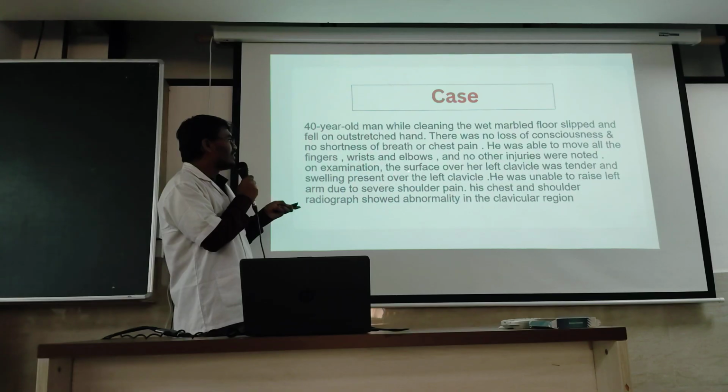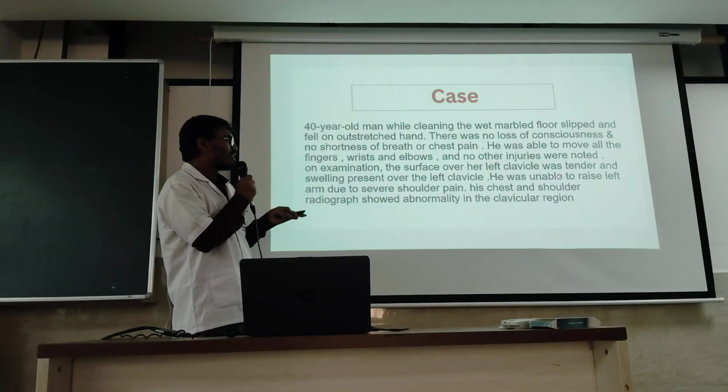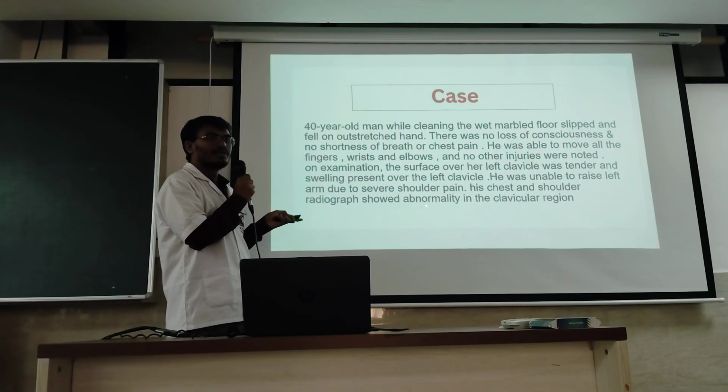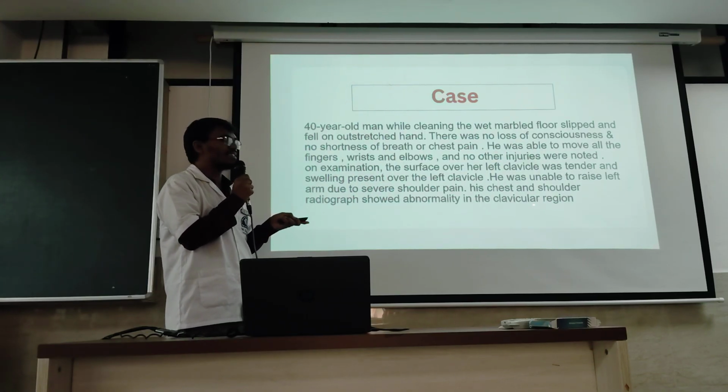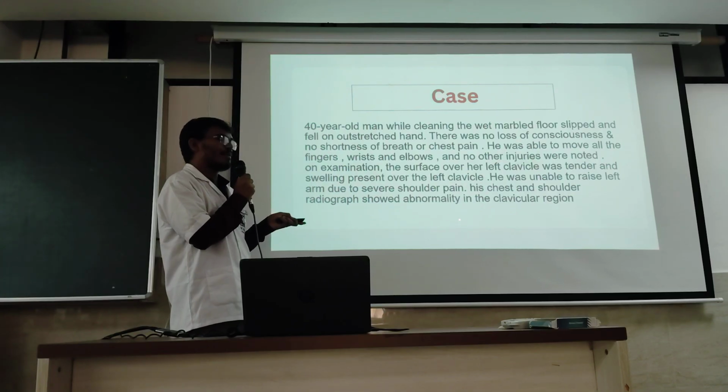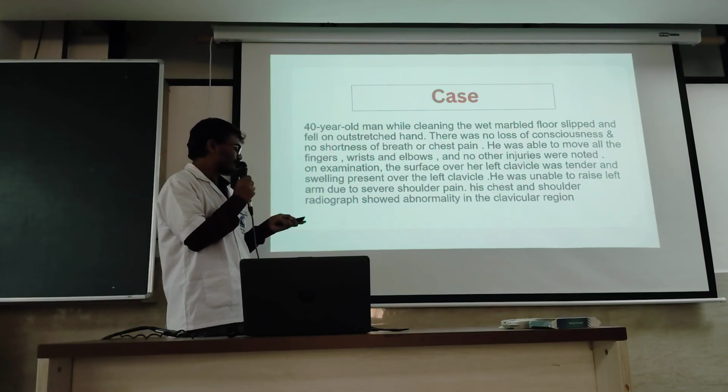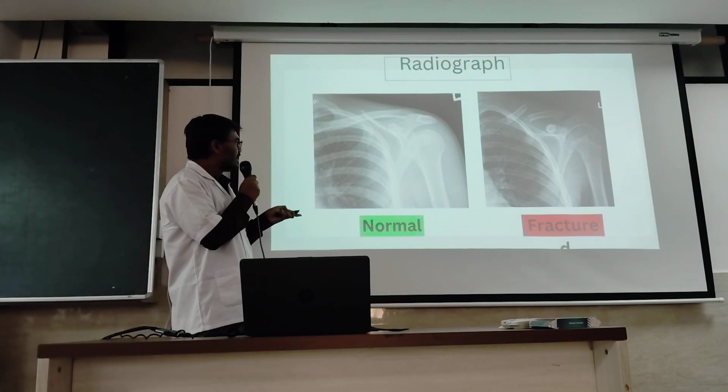On examination, the surface over his left clavicle was tender and swelling was present over the left clavicle. He was unable to raise his left arm due to severe shoulder pain. His chest and shoulder radiograph show abnormality in the clavicular region. We can see this radiograph.